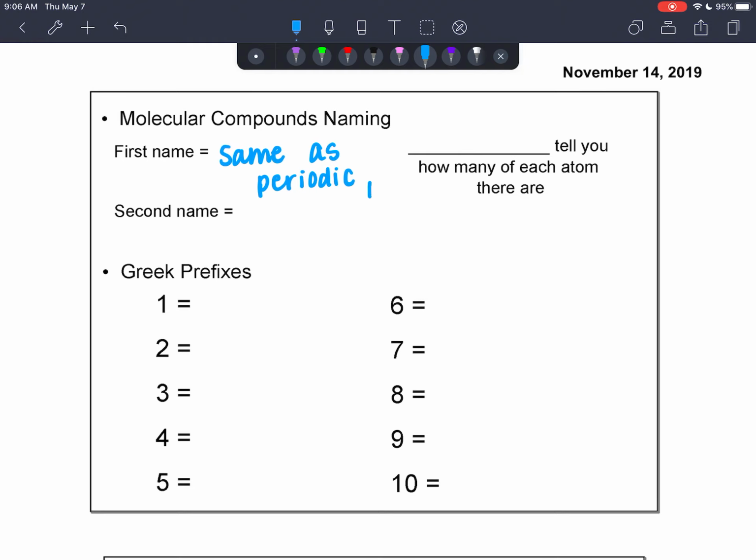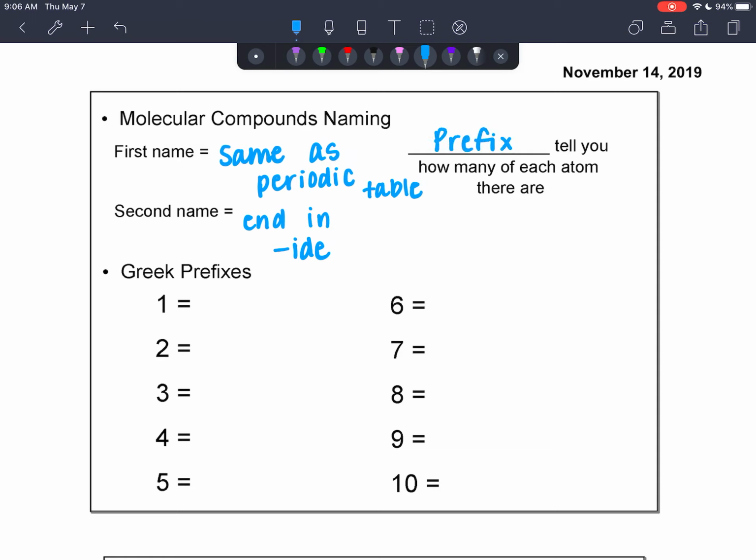And what I mean by the same name as the periodic table is when I look for that element on the periodic table, I'm just going to use the name that's there. I'm not going to change anything about it. The second name just has to end in "ide." So we are going to change that a little bit.